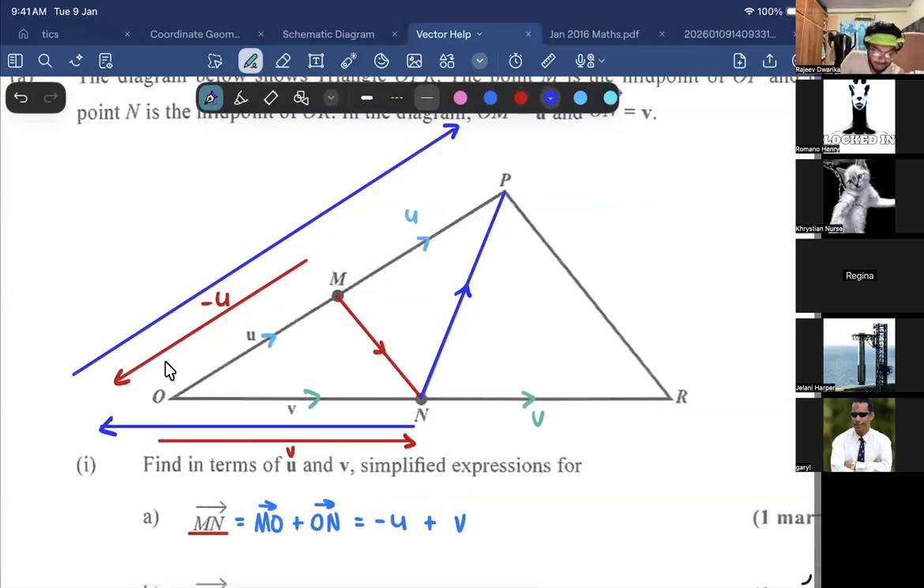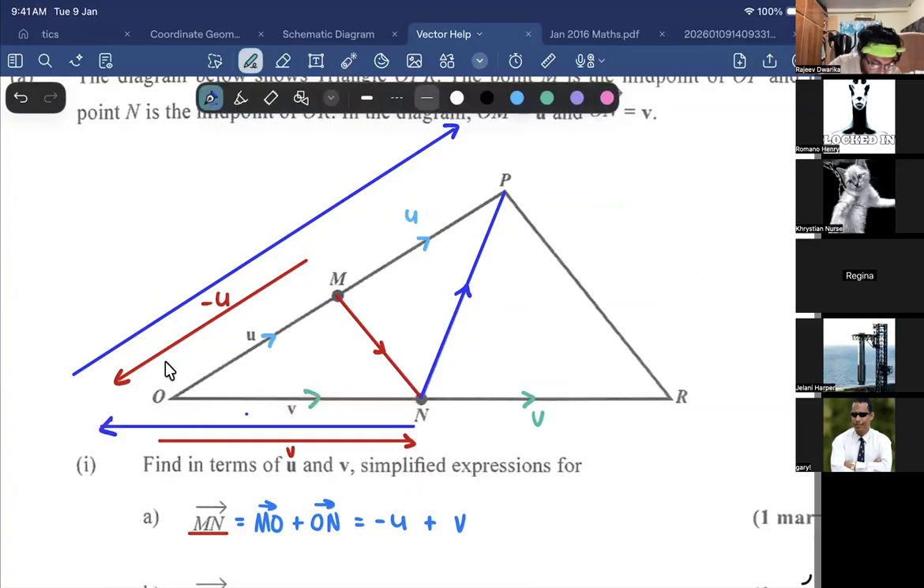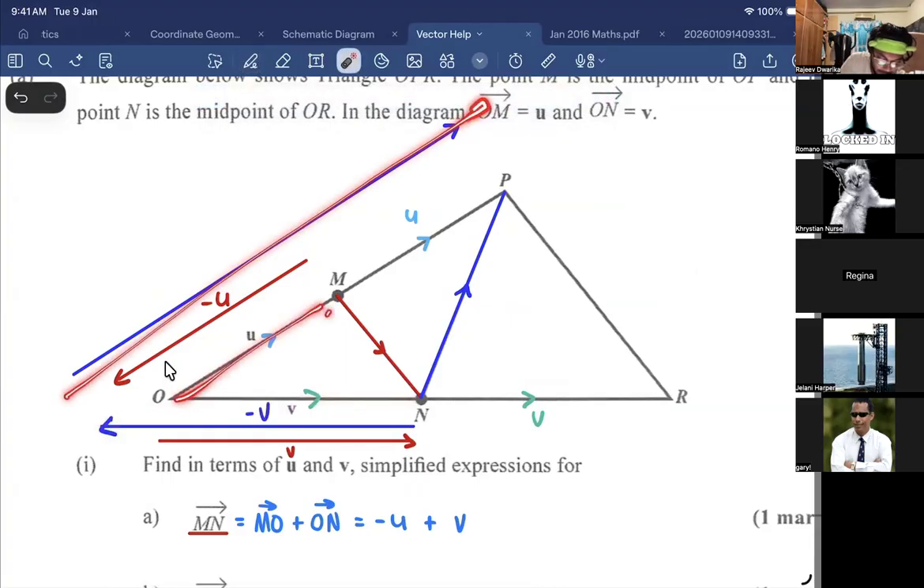So if I want to go from N to P, notice that N to O is in the opposite direction to V. So what is that going to become? It's going to be minus V. And is O to P in the same direction as the U? Yes, but we're going to change it to 2U, because M splits it in the middle. Correct.